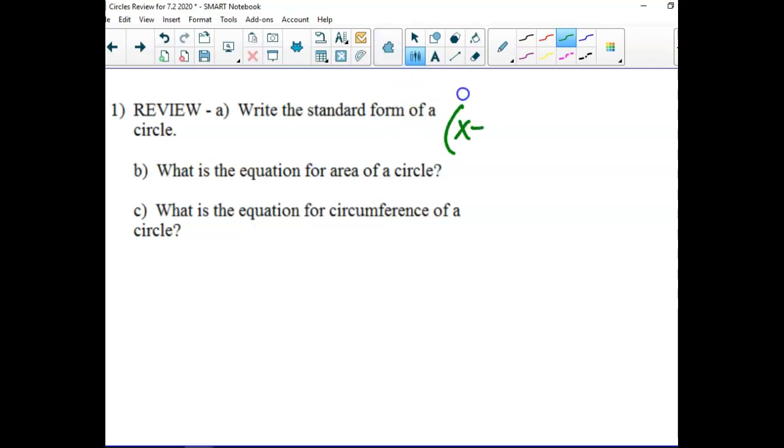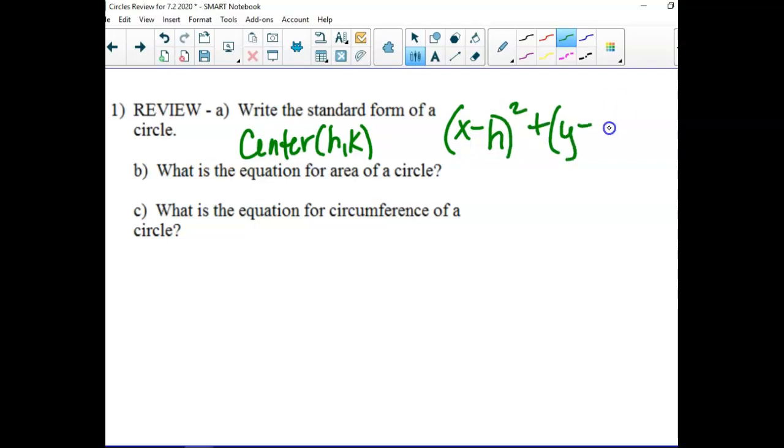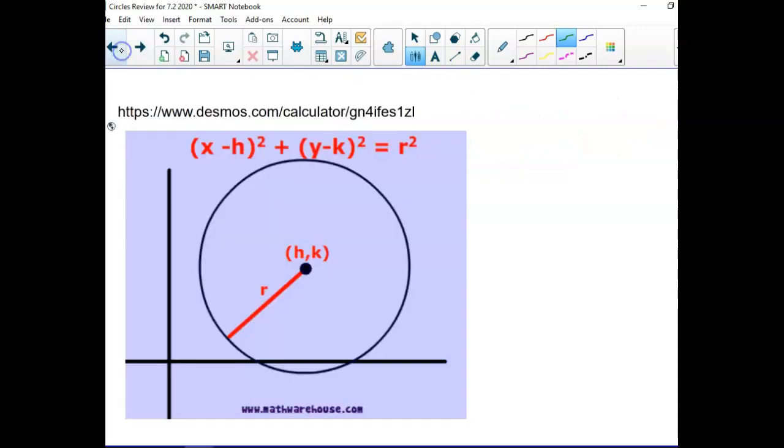It is x minus some x value, which they will also call h, because they will say the center is h comma k, squared plus y minus some y value, guess what they're going to call the y value? k, squared equals r squared. And what does r stand for? Yes. Okay, so that's the standard form of a circle. Everybody good? Now, before we do the rest of this, let me revisit.